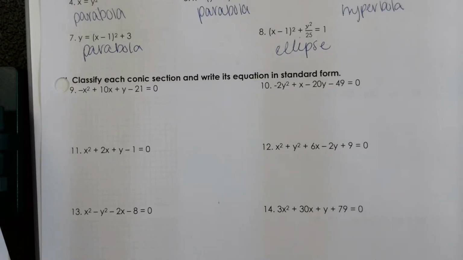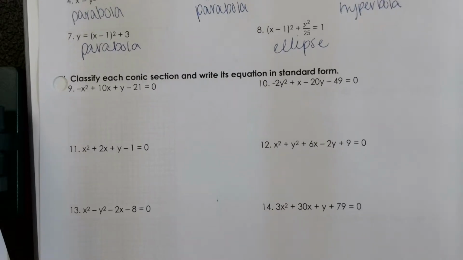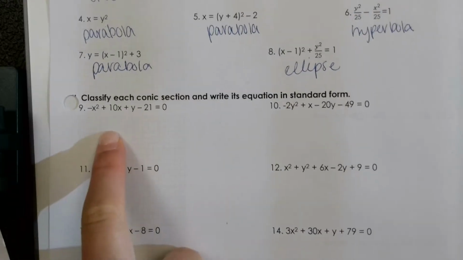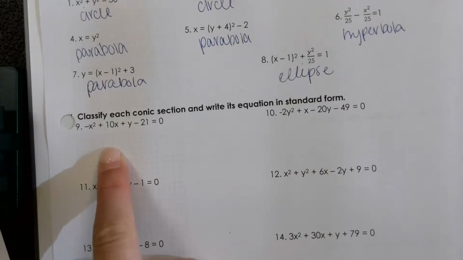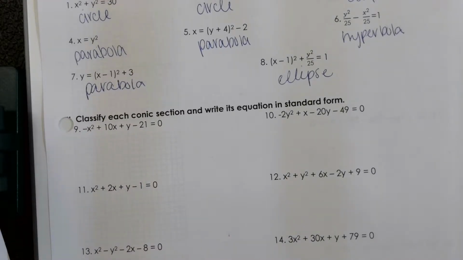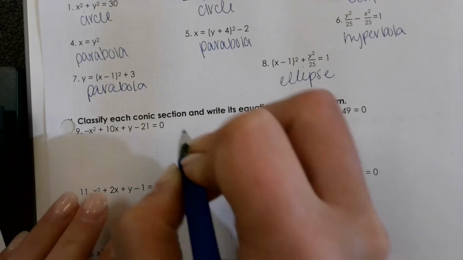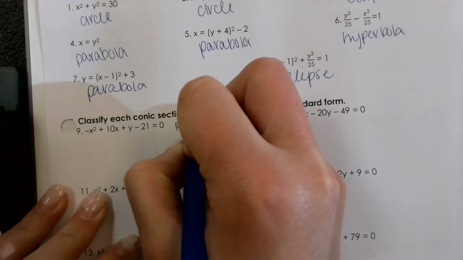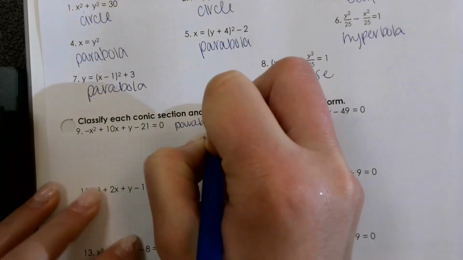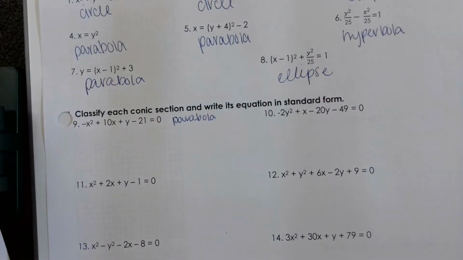We're not good at parabolas. Okay, so let's find one of these that might be a parabola. Which one do you think? This first one, is this one going to be a parabola? How can we tell? Only one of them is squared, so we'll go ahead and go with that one. So we know it's going to be a parabola, we can go ahead and write that. Parabola. And we want to get it in its standard form.